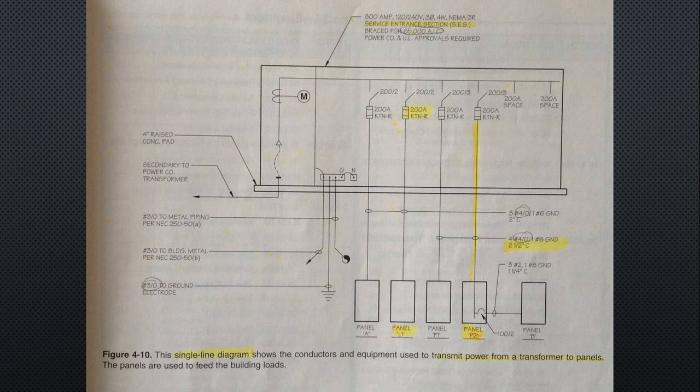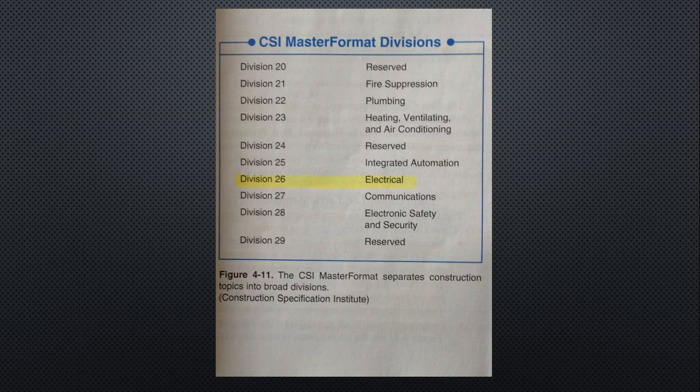Electrical specifications. Specifications are the written detailed description of the project requirements. The specifications are essential along with the set of construction drawings to complete the contractual obligations of an electrical construction project. Many specifications are arranged using the Construction Specifications Institute's MasterFormat.